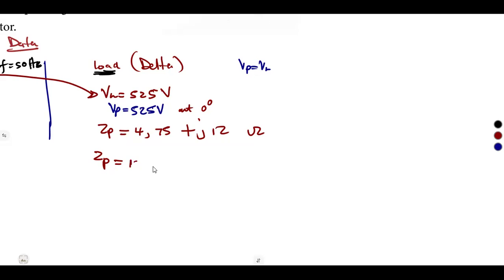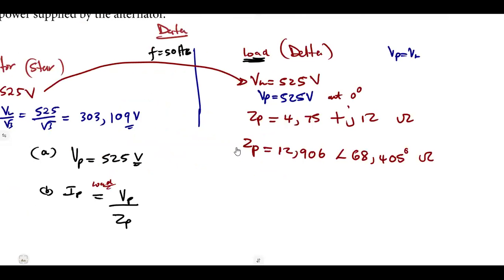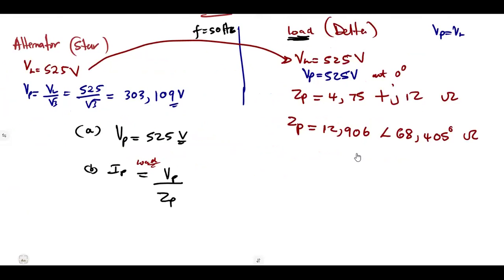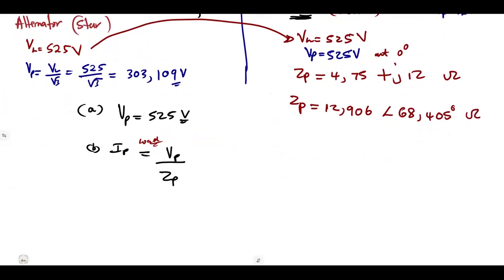We have 12.906 and the angle being 68.405 degrees. So that is it there. As we have our impedance and our voltage there, we can determine what? Our current. So this one was direct, guys. We are dealing with the load. You have this side, not on the alternator, but here on the load. So therefore, the phase current is going to be calculated. Our VP is there, 525. I said on the reference, meaning to say it's at 0 degrees.